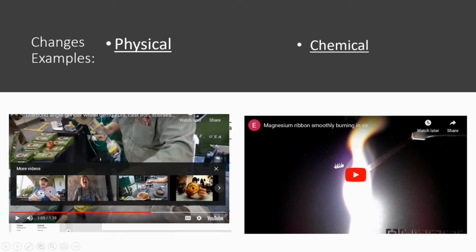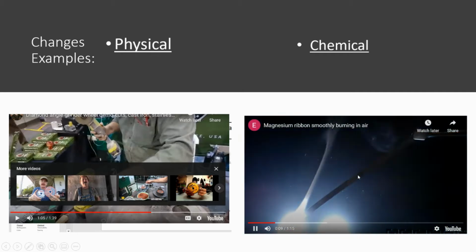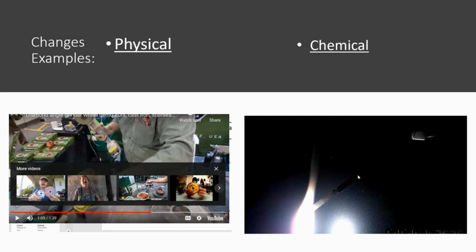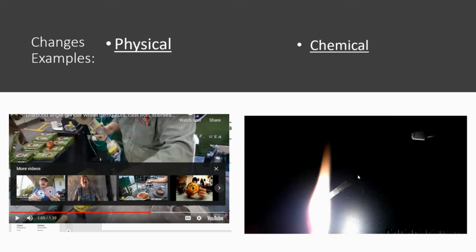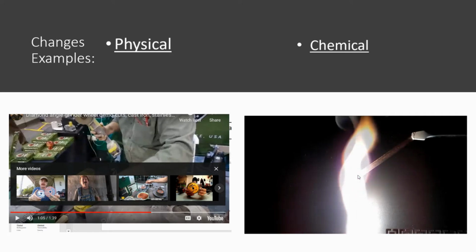Here is an example of a chemical change. Right now we're burning magnesium ribbon and it glows with a super bright light. Remind me, I'll do this when we get back into class. It's blinding.